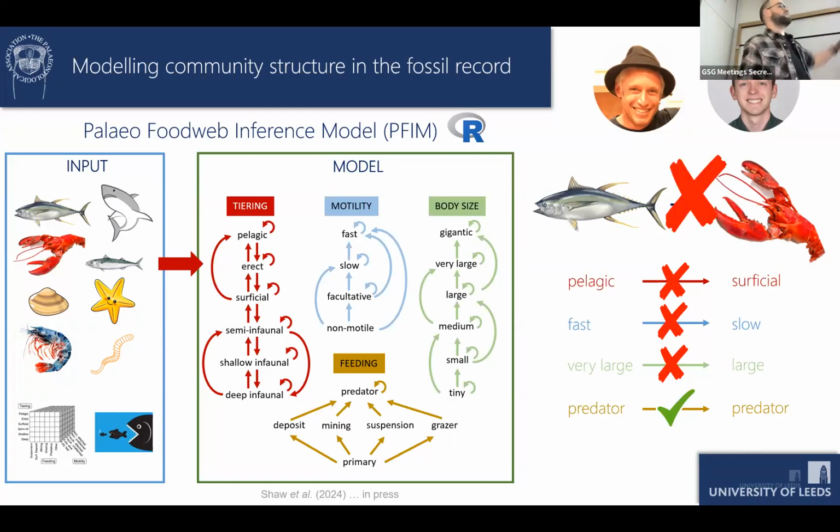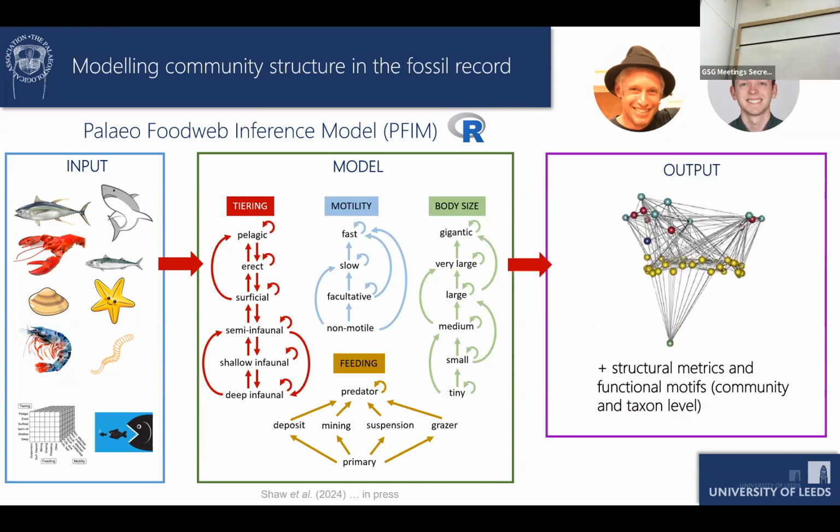So it does that for every possible pairwise interaction within the community. And the output is a food web that looks like this, a nice visual one, that displays all the possible feeding interactions within the community. But we also get a whole host of these really useful structural metrics and functional motifs, both at the community, so the whole network level, and for each individual organism within that food web. So we can really dig deep and interrogate what's going on within that community.